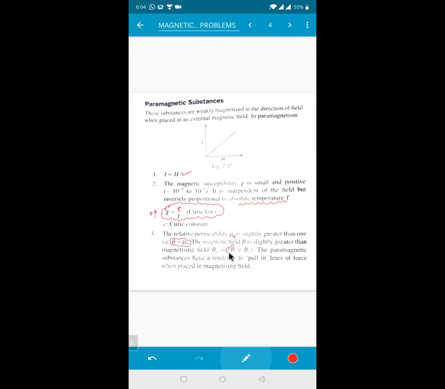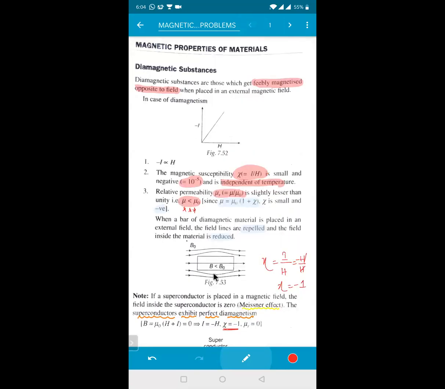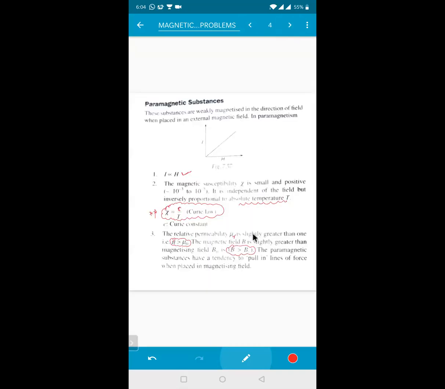So here B is greater than B naught, whereas in diamagnetism, B is lesser than B naught. In paramagnetism, B will be greater.